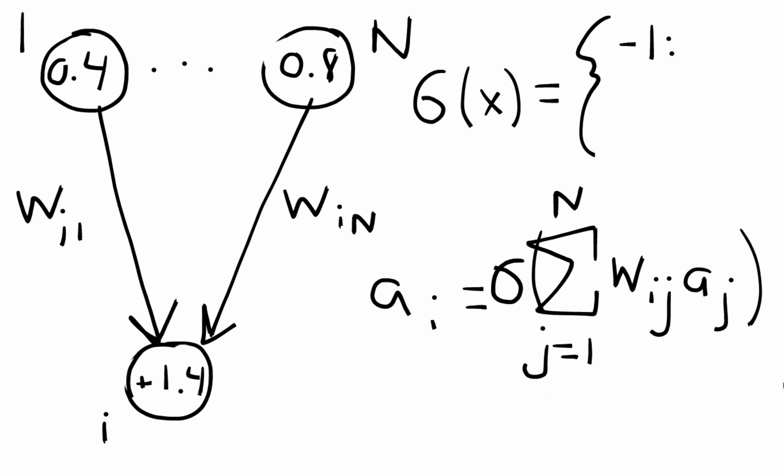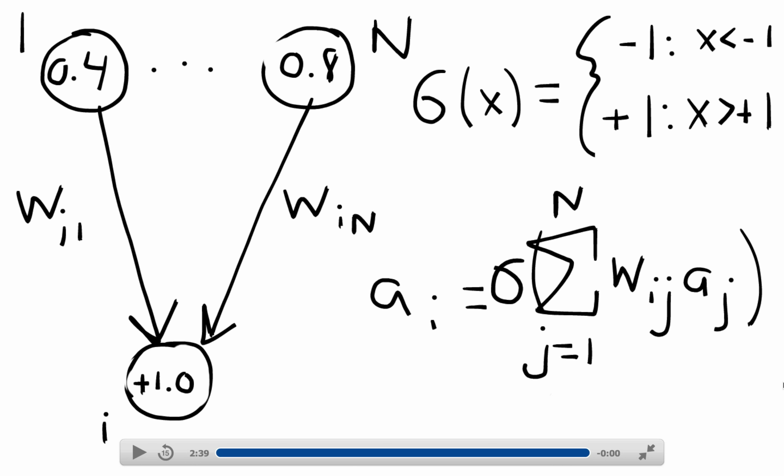In this case, the function we're going to use is a thresholding function. If we compute the sum and it's below -1, we'll set the new value of the neuron to -1. If the sum is above +1, we'll set the new value of the neuron to +1. If it's neither of these cases, we'll just set the neuron normally.